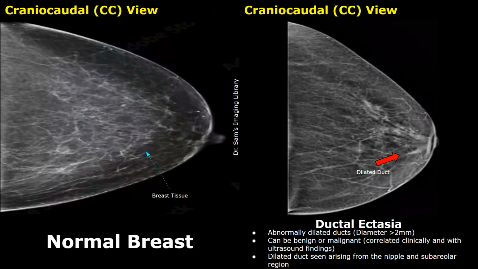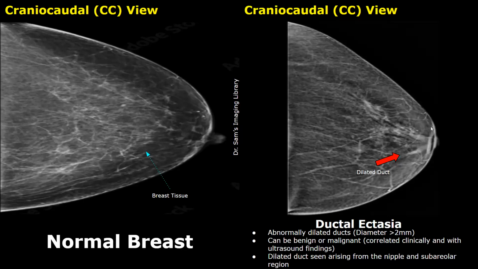Duct ectasia is the abnormal enlargement of the ducts. Duct enlargement can be due to either benign or malignant conditions. It usually requires further investigation. On mammography, we will find a dilated duct arising from the nipple and subareolar region.